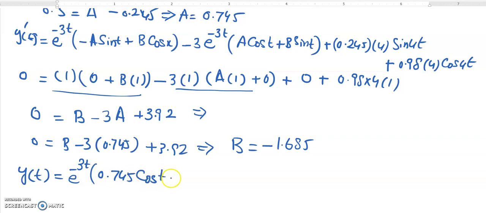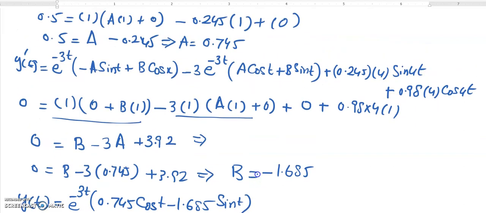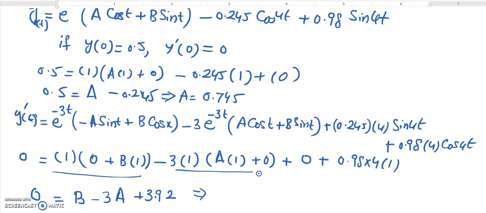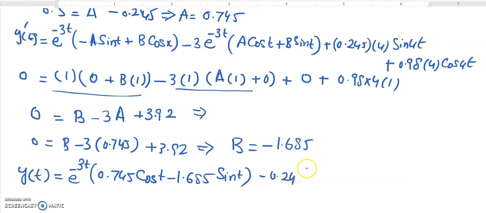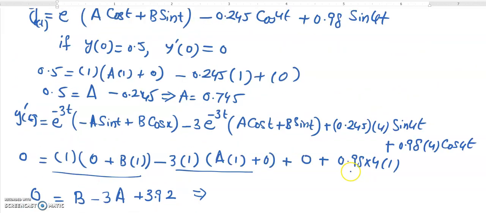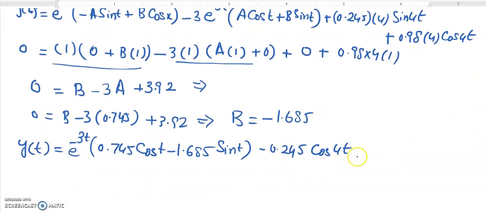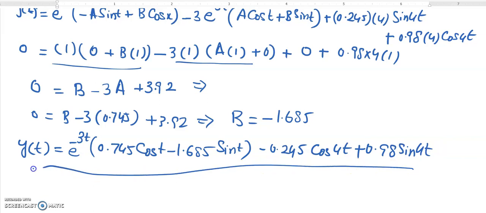cosine of t minus 1.685 sine of t, and now the particular part, where was the particular part? So this one, minus 0.245 cosine of 4t, and then plus 0.98 sine of 4t. So this is the solution.